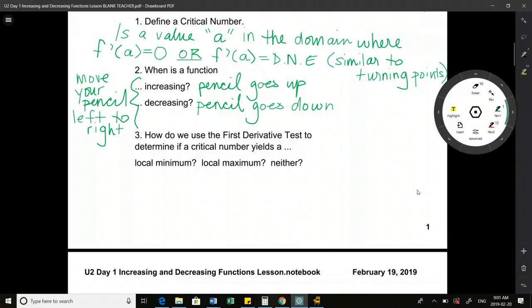When we say increasing and decreasing, we're talking about how the y values of the function are changing, right? So as I move my pencil along, if my pencil's going up, the y values are increasing, right? They're getting bigger. But if my pencil's going down, the y values are getting smaller. Okay, they're going towards 0 or maybe even getting more and more negative. So that would be decreasing.